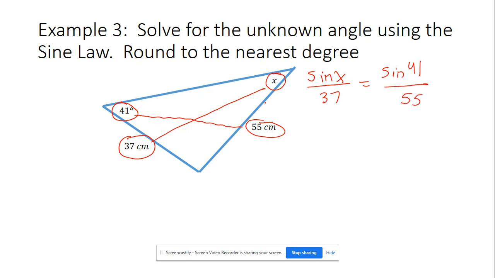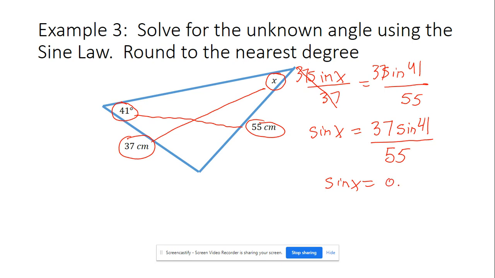Okay, we need to figure out what this angle is here. So what I'm going to do is multiply both sides by 37. So we get sine x equals 37 sine 41 over 55. I'm going to calculate 37 times sine 41 divided by 55, which equals 0.44. So sine x equals 0.4413488013.